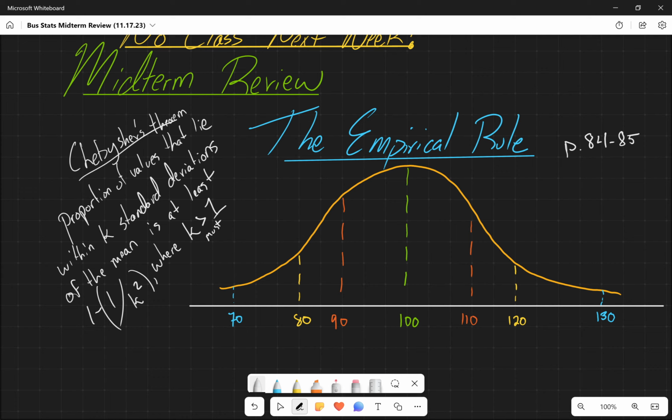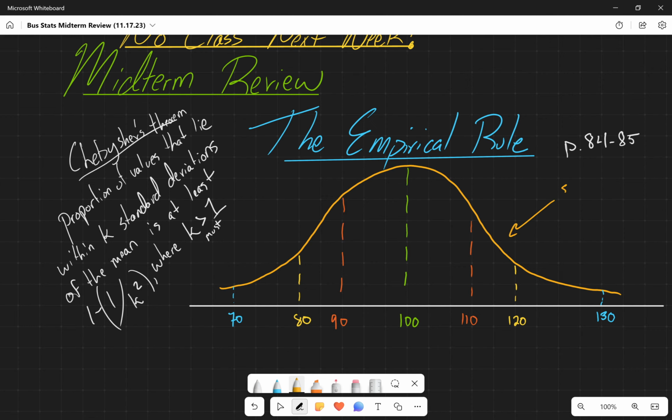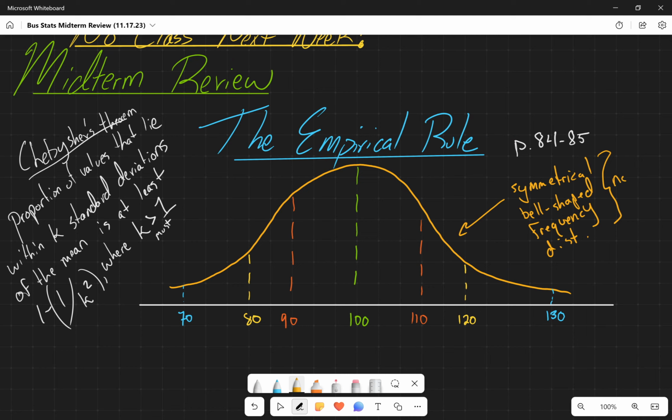So that's Chebyshev's theorem. Now, the empirical rule states that when we have a symmetrical bell-shaped frequency distribution, which is what we have here, which you will often hear described as a normal curve, it is going to have the following characteristics.